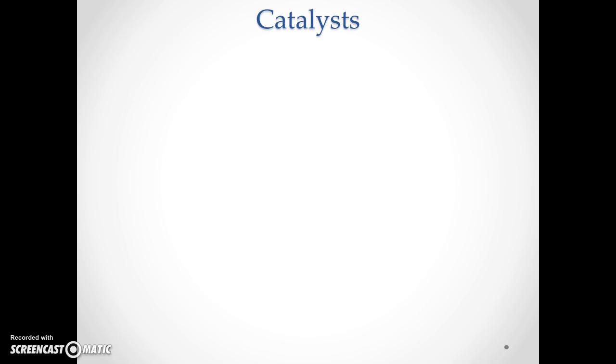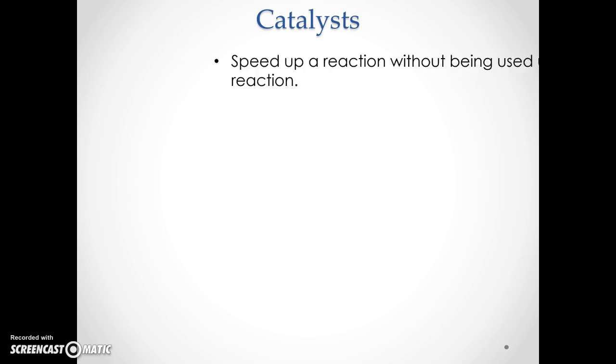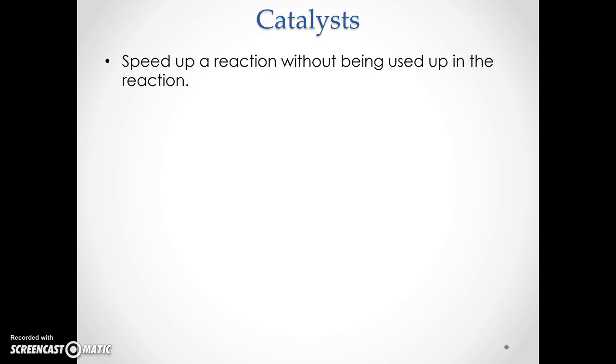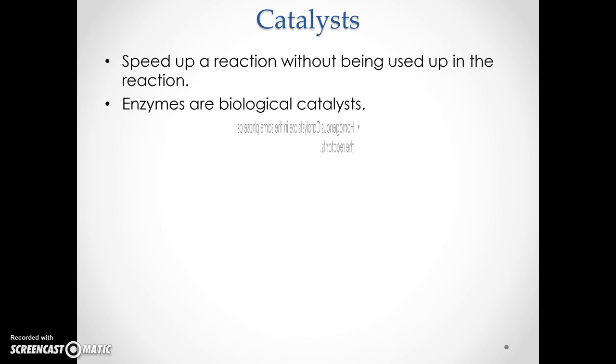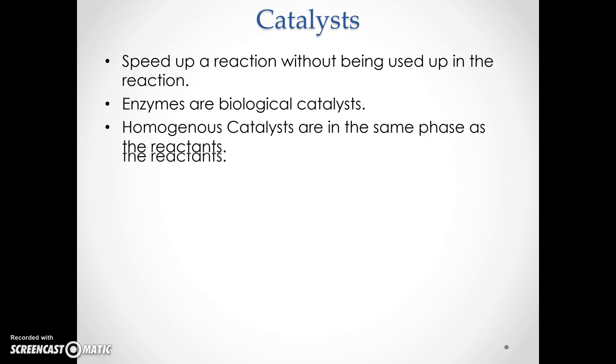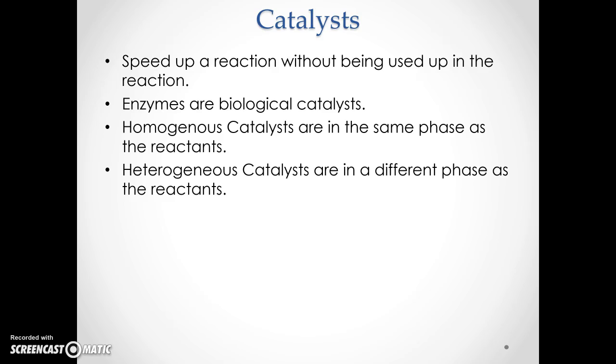Catalysts have a special role in a lot of chemical reactions, including biological reactions. Catalysts speed up a reaction without being used up in the reaction. A special case of catalysts are enzymes. They're biological catalysts. We have two labels to talk about catalysts. We can talk about homogeneous catalysts. They're in the same phase as the reactants. So you put a liquid catalyst into a liquid situation. Heterogeneous catalysts are in a different phase from the reactants, like a solid surface that a reaction can take place on. Catalytic converters in cars are heterogeneous because they're solid state.